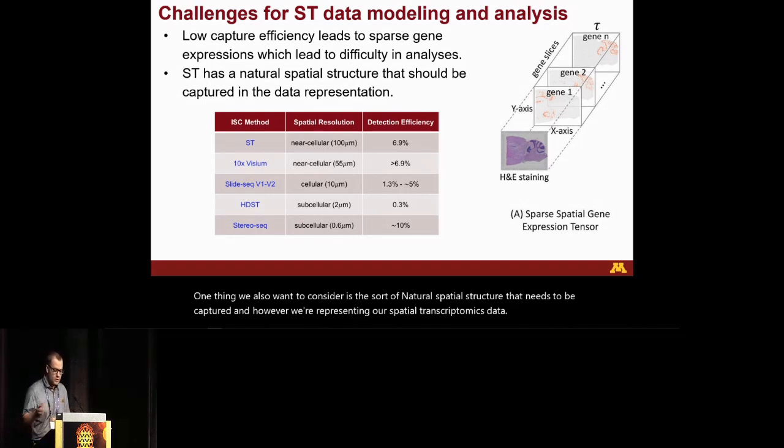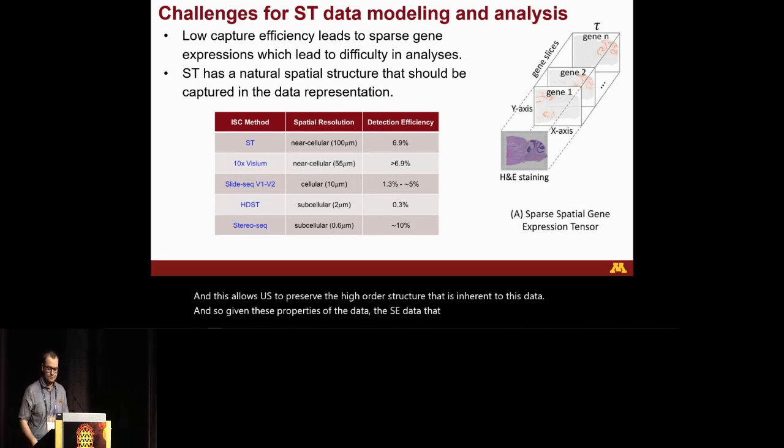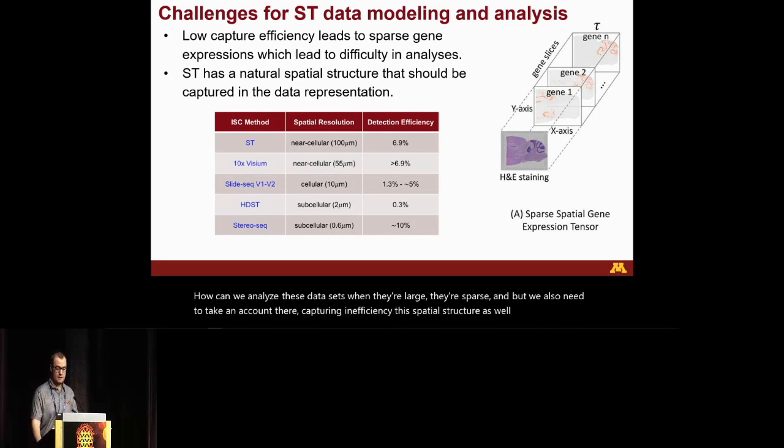One way we can account for this spatial structure is through the representation of our data as a tensor. This is just a multi-dimensional array, and it allows us to preserve the high order structure that is inherent to this data. Given these properties of the ST data, you can ask: how can we analyze these data sets when they're large and sparse, but we also need to take into account their capturing inefficiency, the spatial structure, as well as their size?